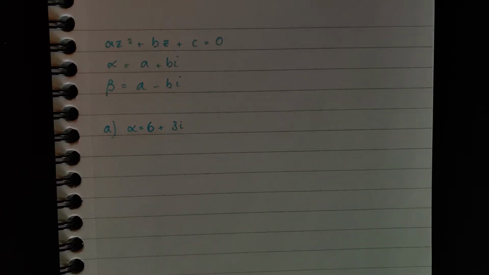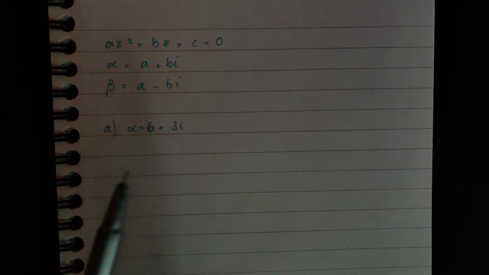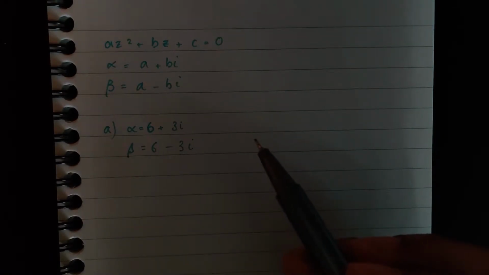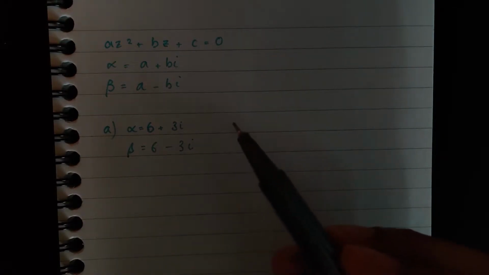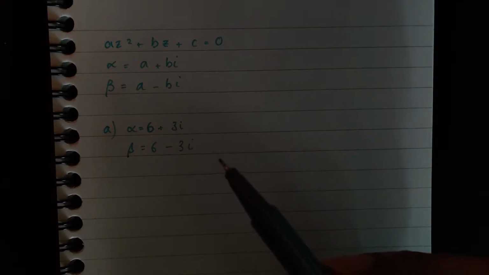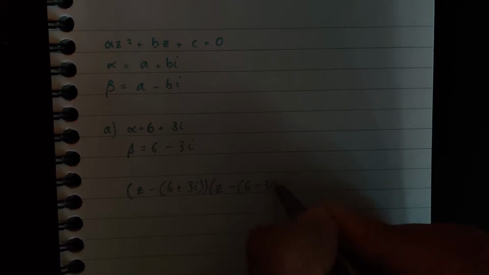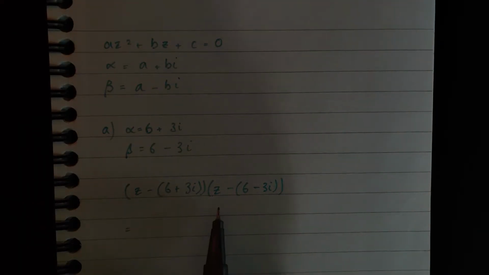Let's say you were given a root of a complex number, 6 plus 3i, and you were told that the equation was quadratic. Using complex conjugates, we know that the other root of the quadratic equation must be 6 minus 3i, as complex roots always occur in complex conjugate pairs. We know that if these complex numbers are roots of the equation, subtracting the complex number from z would give you a factor of the equation. So our quadratic equation will equal (z - (6 + 3i)) multiplied by (z - (6 - 3i)). Now if we expand this and simplify it, we'd get our final quadratic equation.